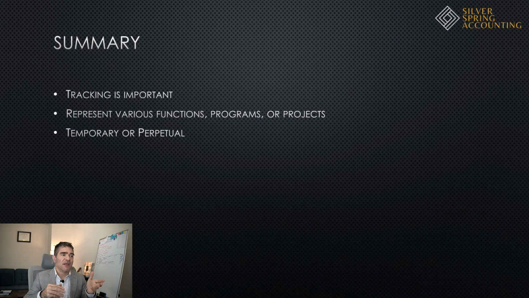So net assets stem really from the types of contributions that a nonprofit receives. And remember that net assets are not assets, but represent what you might consider to be various functions, programs, or projects. And so far, we have covered net assets with donor restrictions that are temporary. But another important aspect, as I mentioned earlier, are donor restrictions that are permanent or perpetual restrictions. So we're going to look at this in the next video along with board designated restrictions.